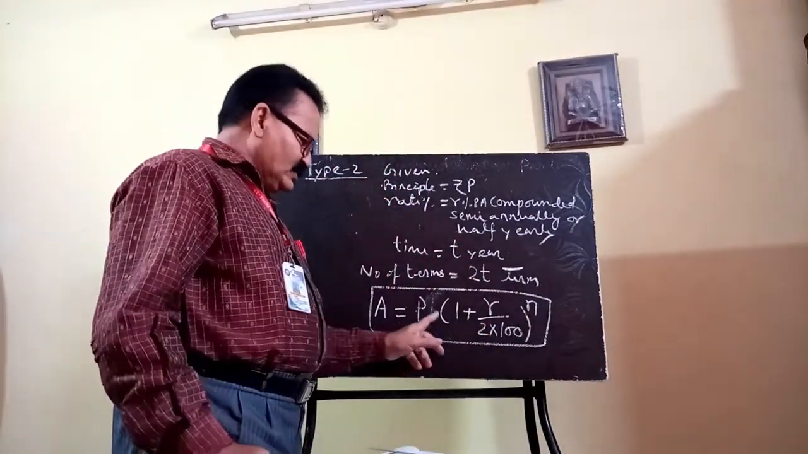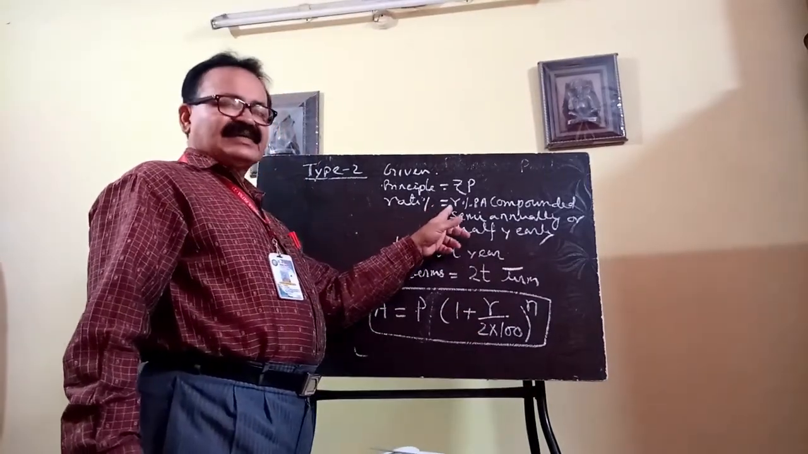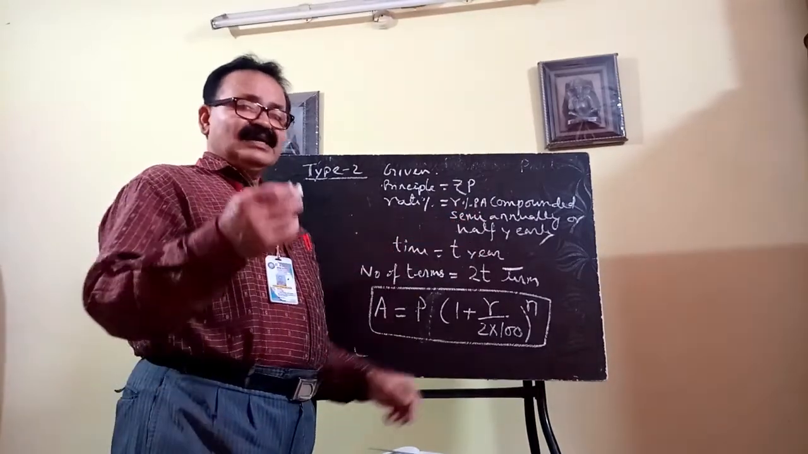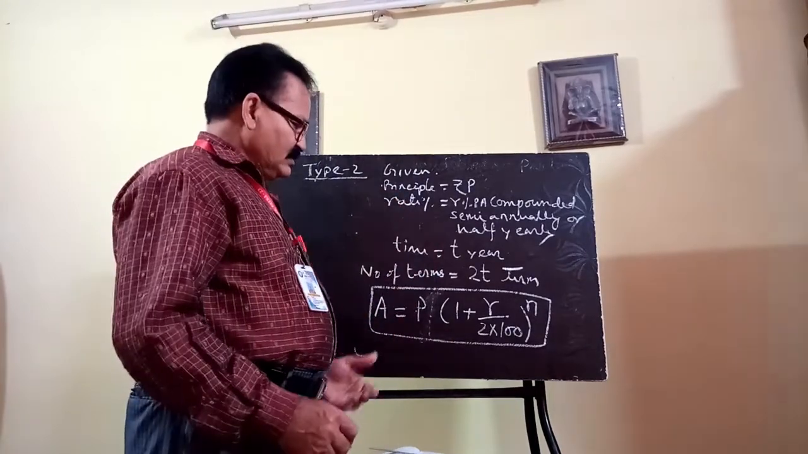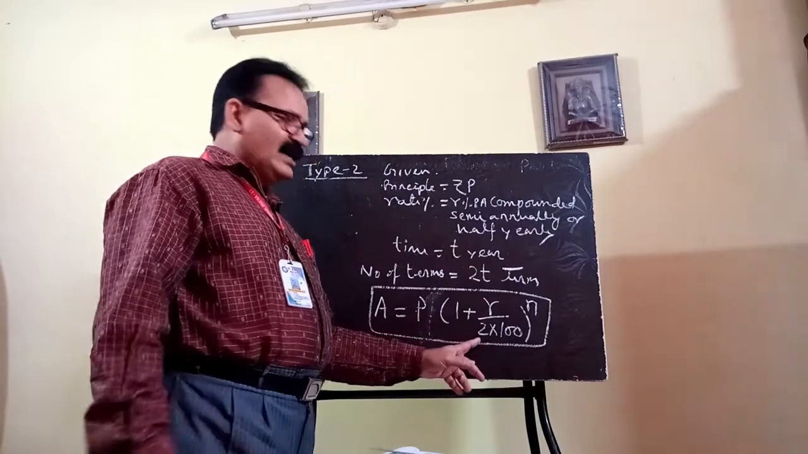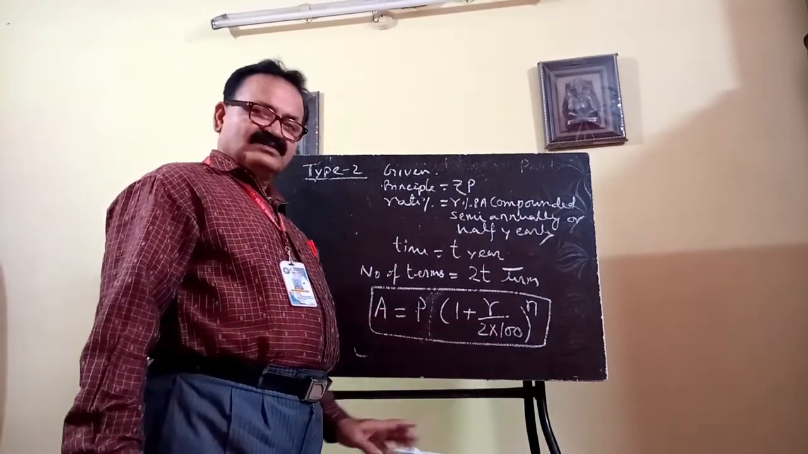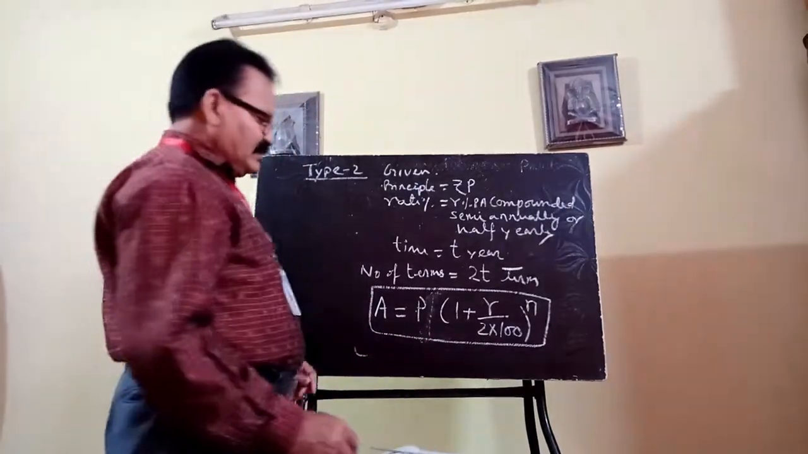Here P into 1 plus R by 2, because rate of interest is given R percent per annum. But you are calculating the interest on every 6 months, on every half year. So that is why rate is halved. So R by 2 is to be written. So you have got it. This is your amount. You can directly find out.